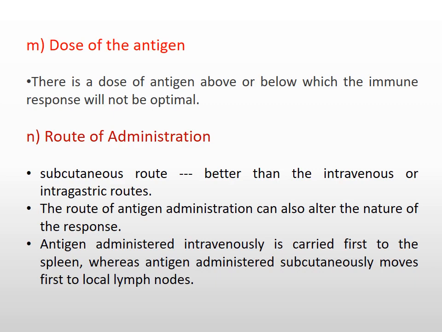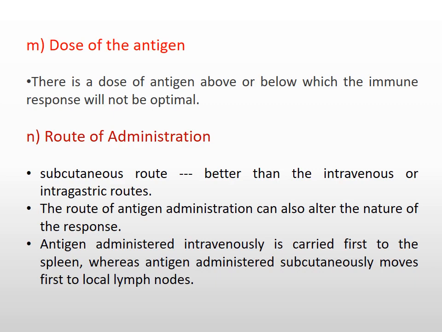Now comes the dose of the antigen. An optimal dose of the antigen is very necessary for production of an optimal response. Any dose above or below this optimal dose will not produce the desired response or the desired immune reaction.